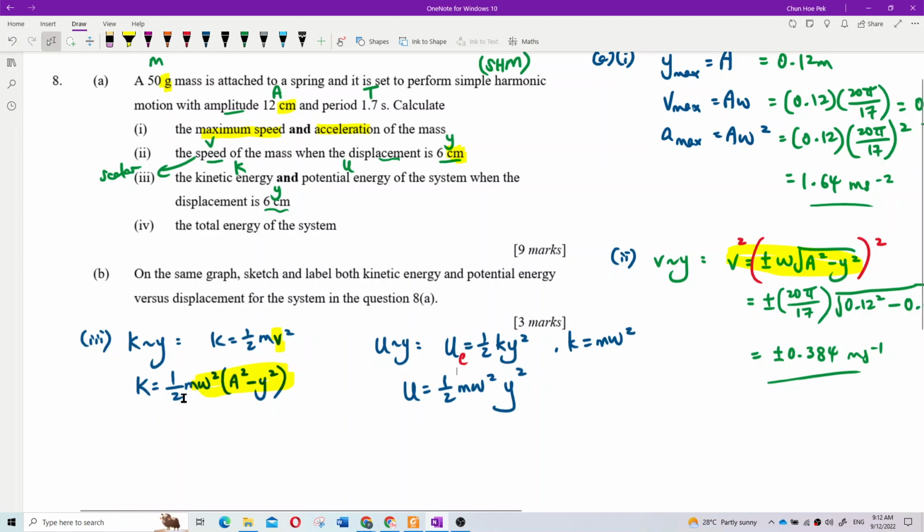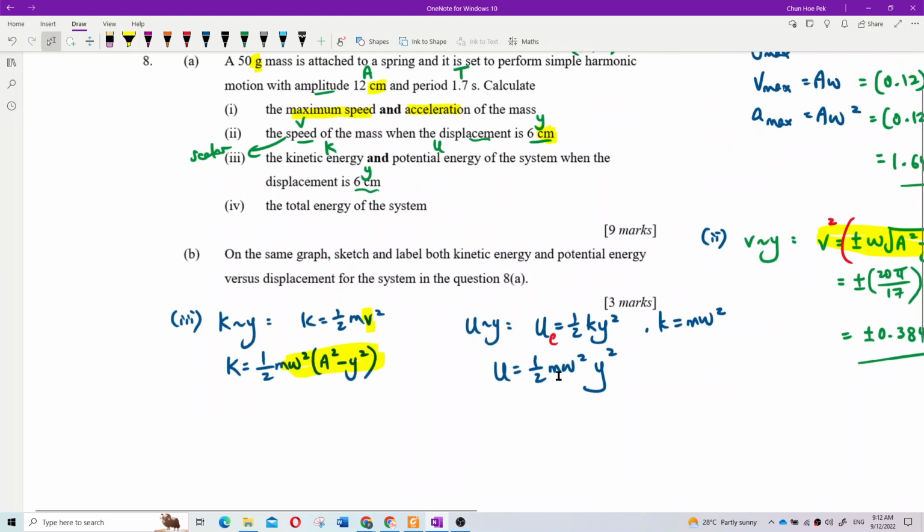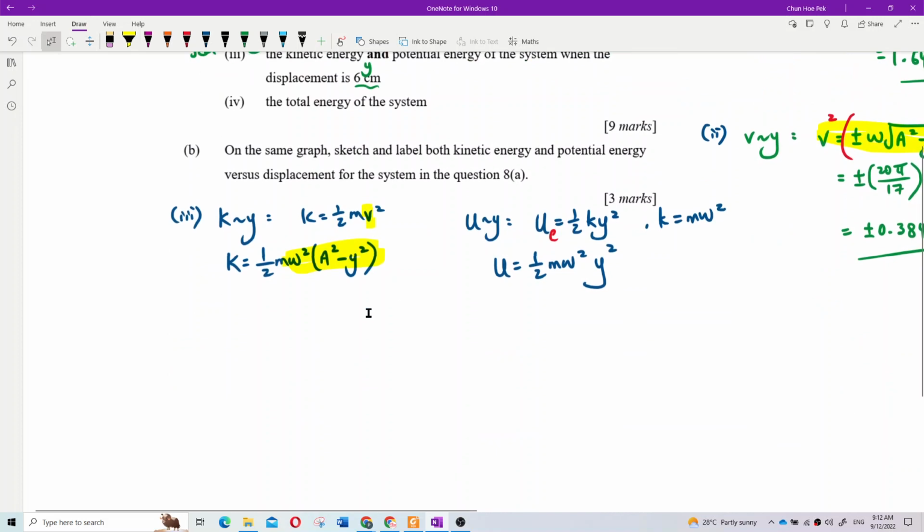For kinetic energy, it is half m omega square times a square minus y square. Potential energy is half m omega square y square. Okay, so that's the formula. Just use the formula, all of these are given in the list of formulas. But actually it's better if you know how to derive, then the physics is more meaningful to you. Never mind, let's continue.